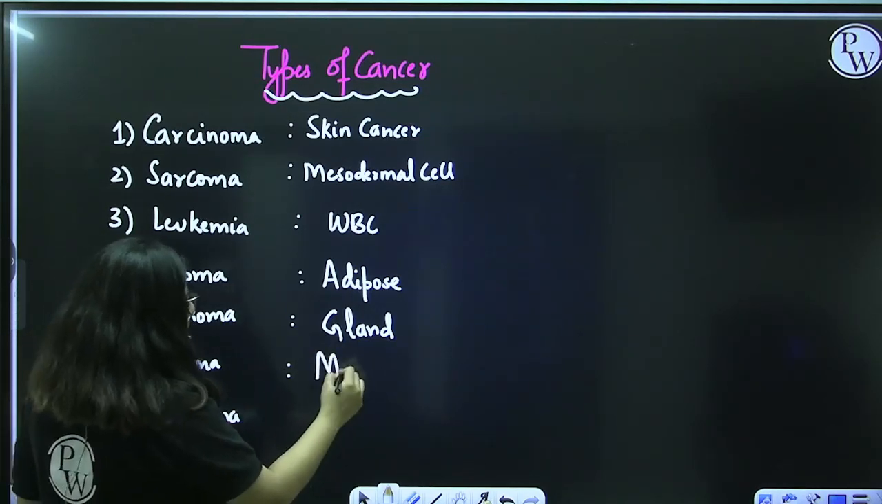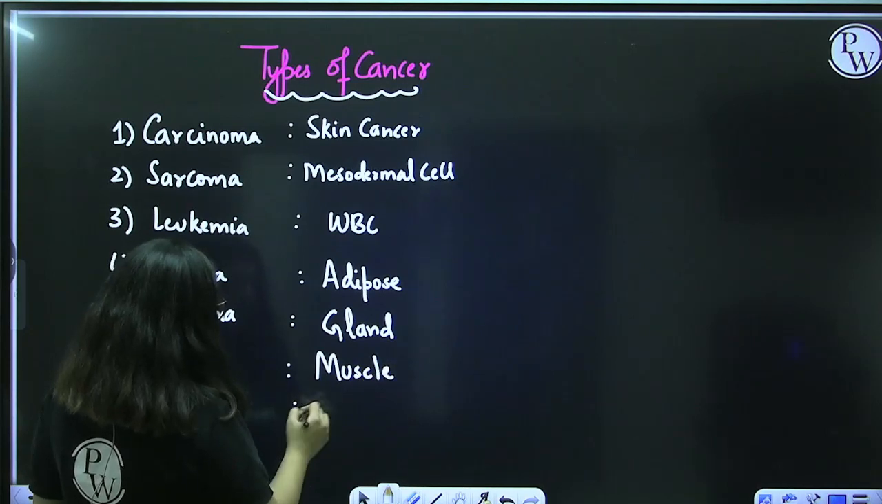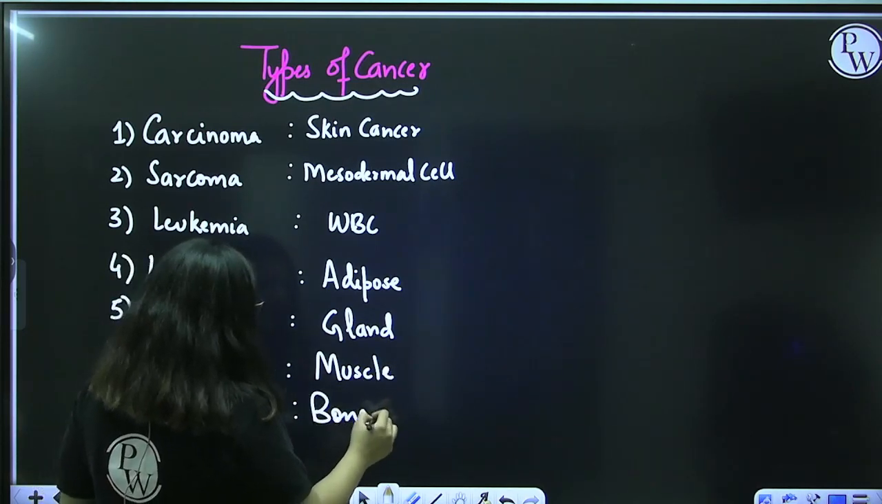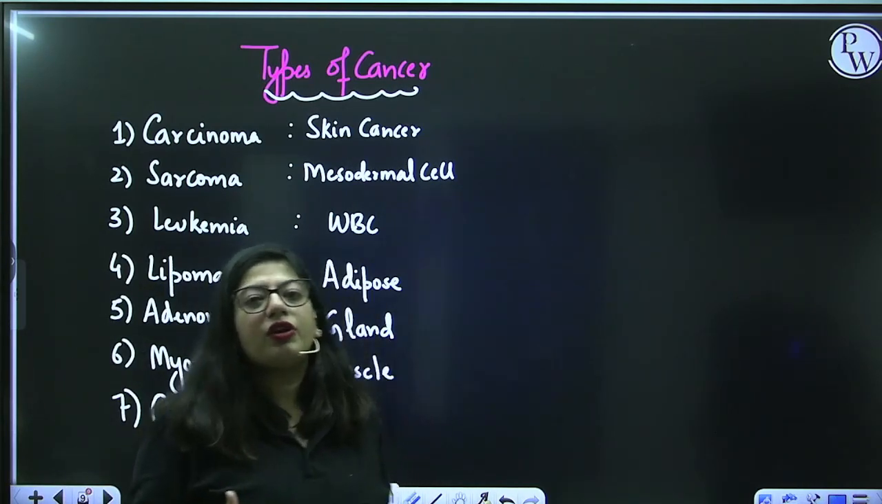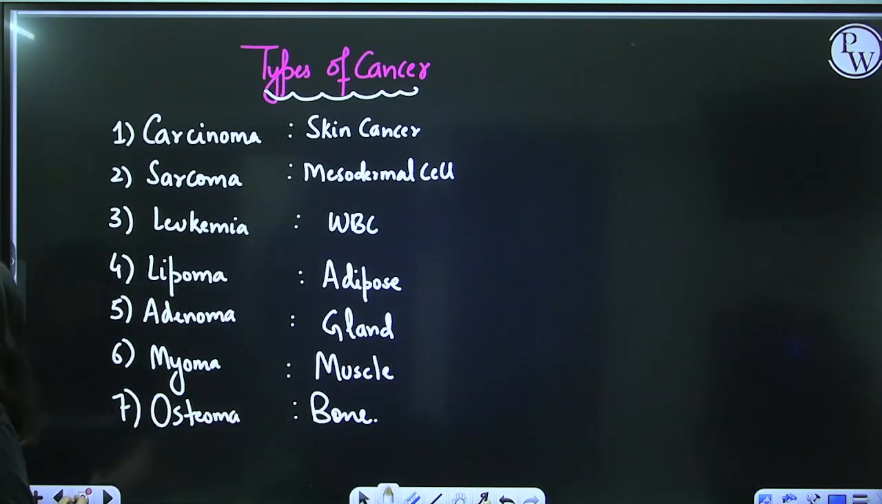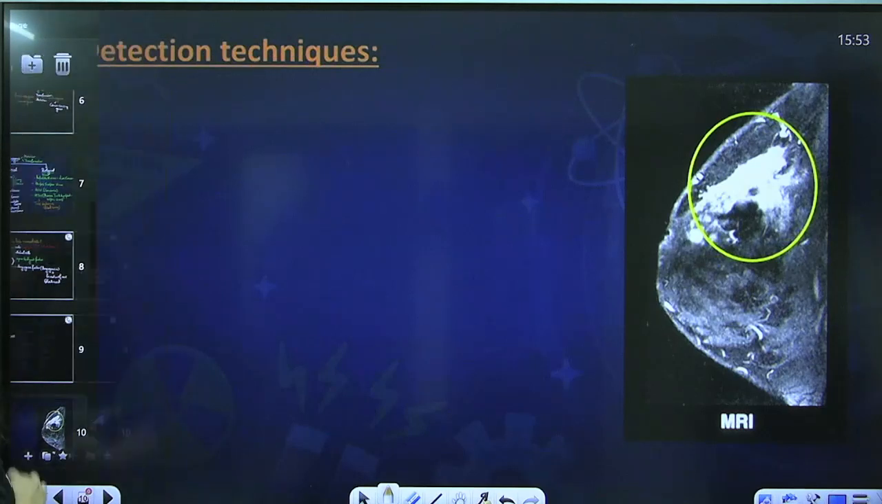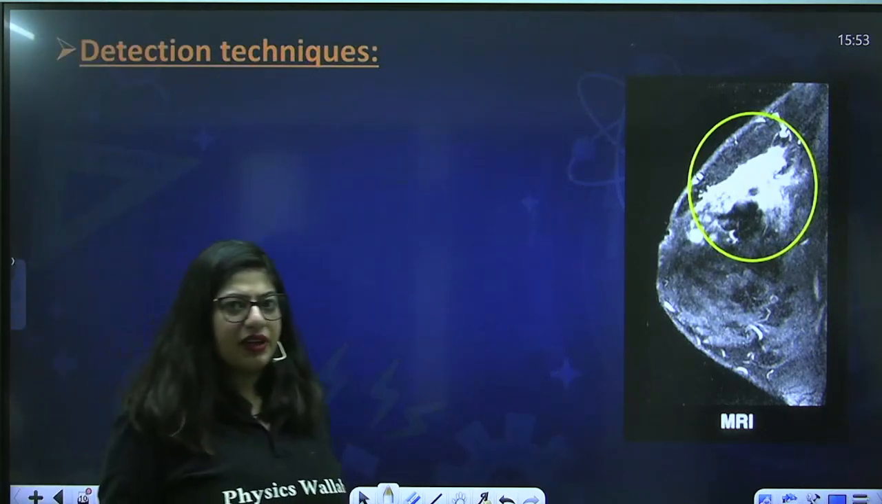Myoma, the muscle cancer. Osteoma, the bone cancer. Okay, so these are the various types of cancer and by the name, this is how we call them. Alright, so let's talk about the detection technique. How do you get to know a person is having cancer?